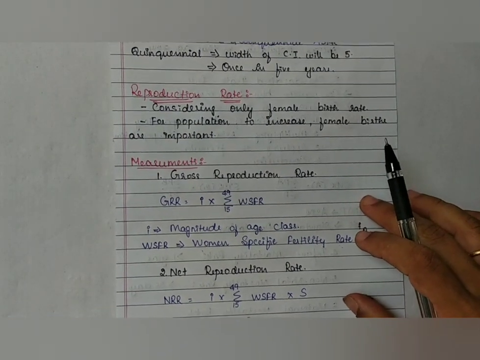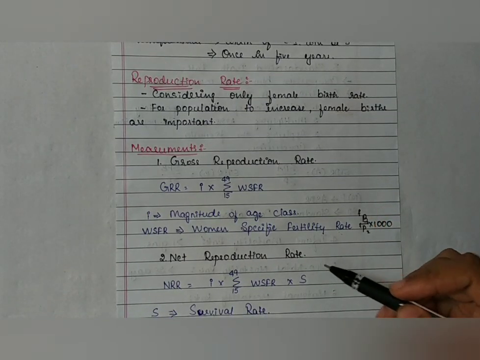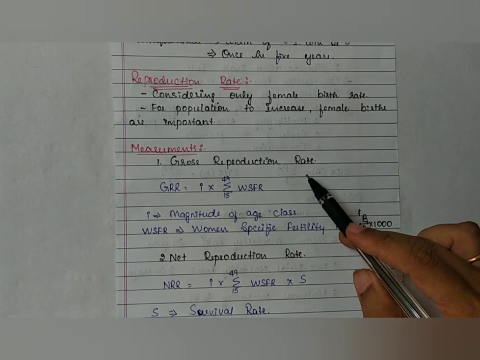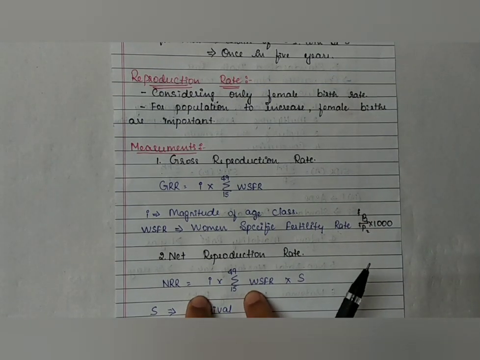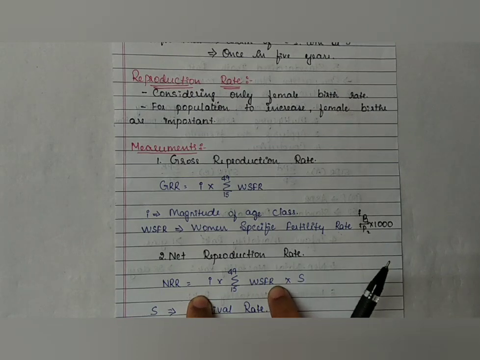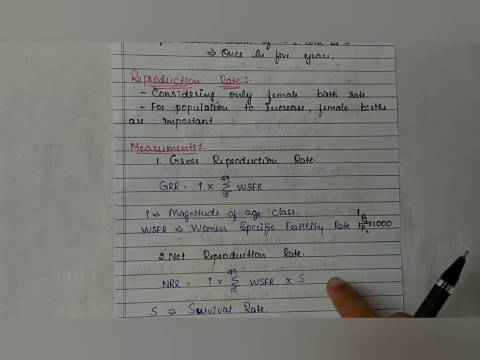And the next one is net reproduction rate. Net reproduction rate, again it is a continuation of GRR, gross reproduction rate. So here I into summation WSFR, it is similar to the previous one, and one additional thing is S. S is nothing but the survival rate.